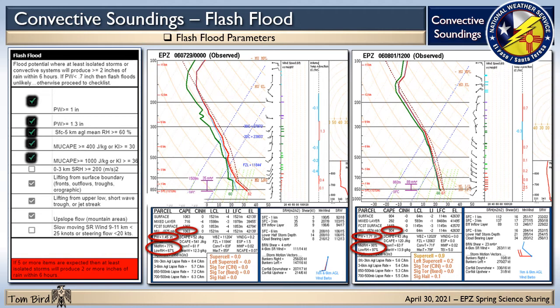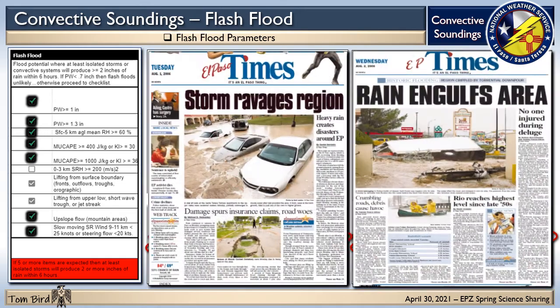Then we look at the CAPEs, and we're right around 1,000 on both days, so we get that check mark. And then you look at the motions, and the motions are definitely below that 20 to 25 knots. So we're looking at fairly slow storm motion. Then we got the upslope flow again. So again, there's 7 more check marks, and so that gives us another potential day for flash flooding.